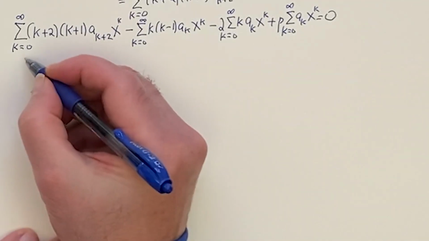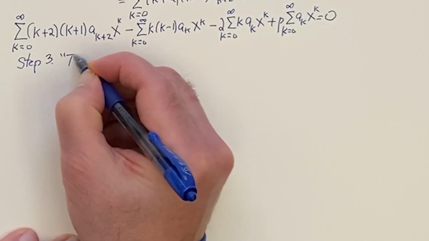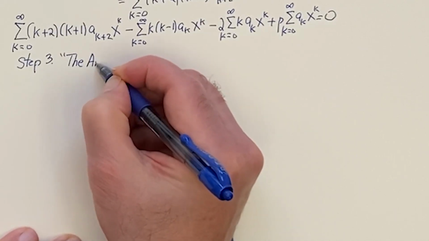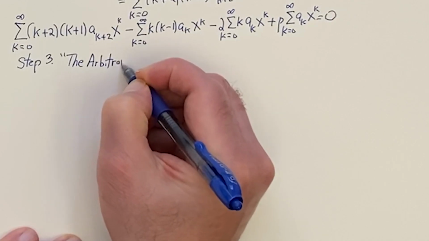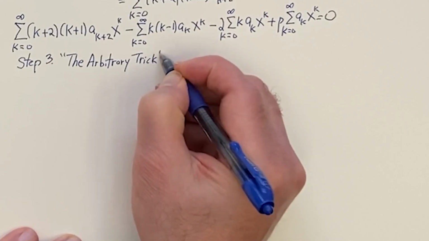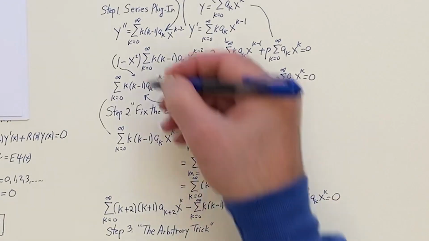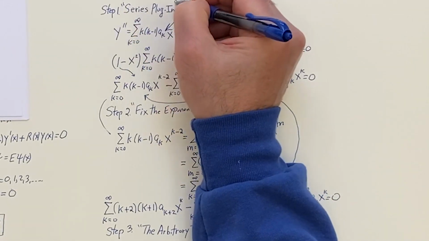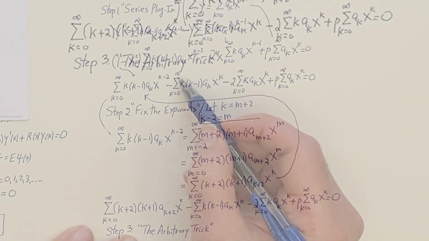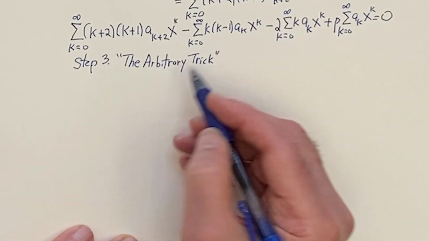And now we're ready for step 3. Step 3, I'm going to put little quotes around these here, what the heck. The names are arbitrary, since they're my names for these 4 steps. I broke this down to 4 steps to help remember this whole procedure. Step 1, series plug-in. Step 2, fix the exponents. Step 3, the arbitrary trick. That requires you to pull out the x to the k, which you have prepared for this step.